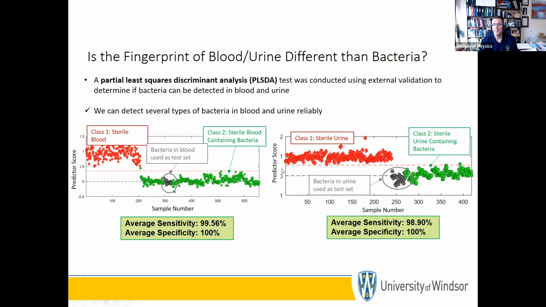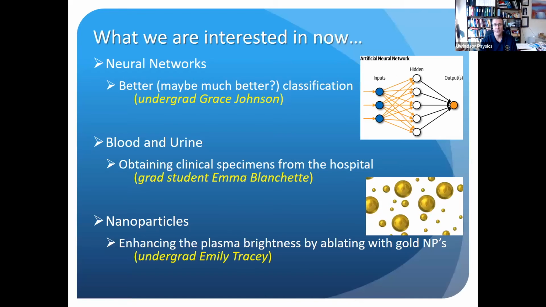And she's just showing that, yes, when there's bacteria in blood, I can immediately identify it. And this test shows when there's bacteria in urine, I can immediately identify that as well. We can detect with pretty good sensitivity several types of bacteria in blood and urine reliably to make a very fast test. So Emma will be defending her master's thesis this fall, and it's all about this blood and urine and really trying to provide a tool to the hospital. The people in the hospital are really interested in this technology.